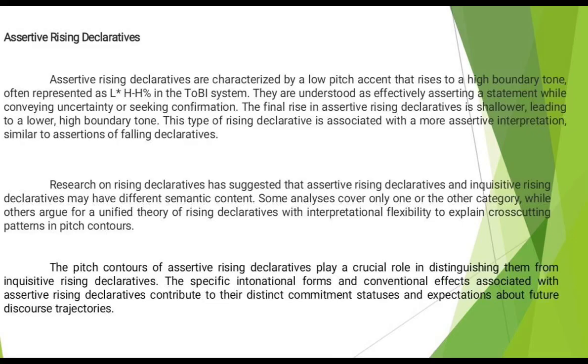Assertive rising declaratives are characterized by a low-pitch accent that rises to a high boundary tone, often represented as L* H-H% in the ToBI system. They are understood as effectively asserting a statement while conveying uncertainty or seeking confirmation. The final rise of assertive rising declaratives is shallower, leading to a lower high boundary tone. This type of rising declarative is associated with a more assertive interpretation, similar to assertions of falling declaratives.